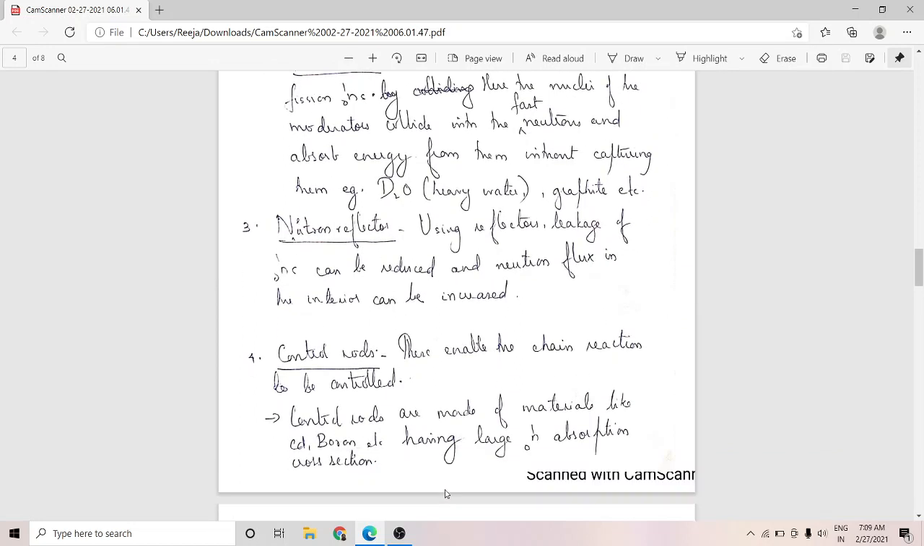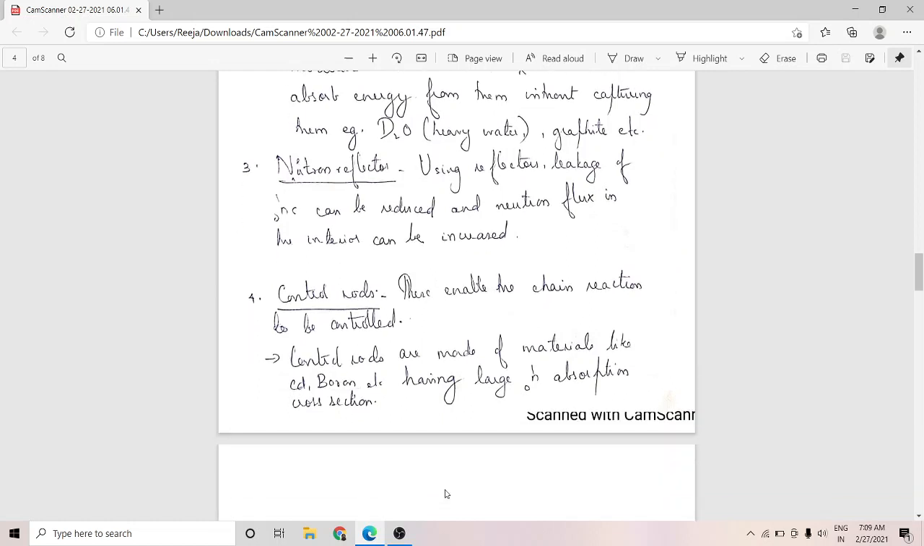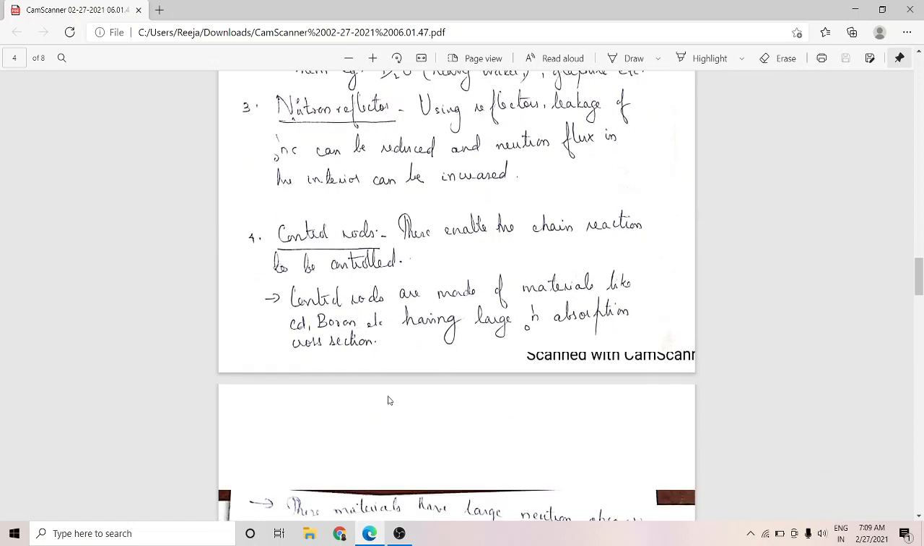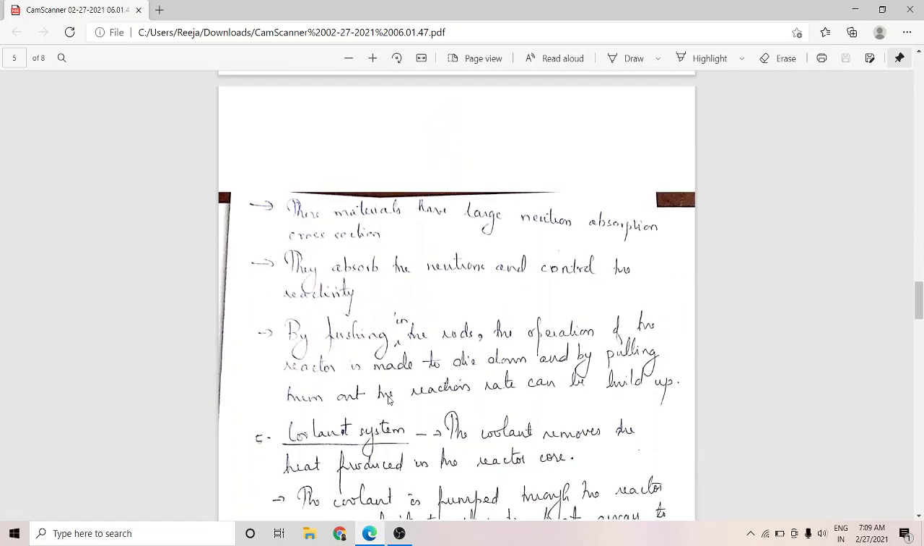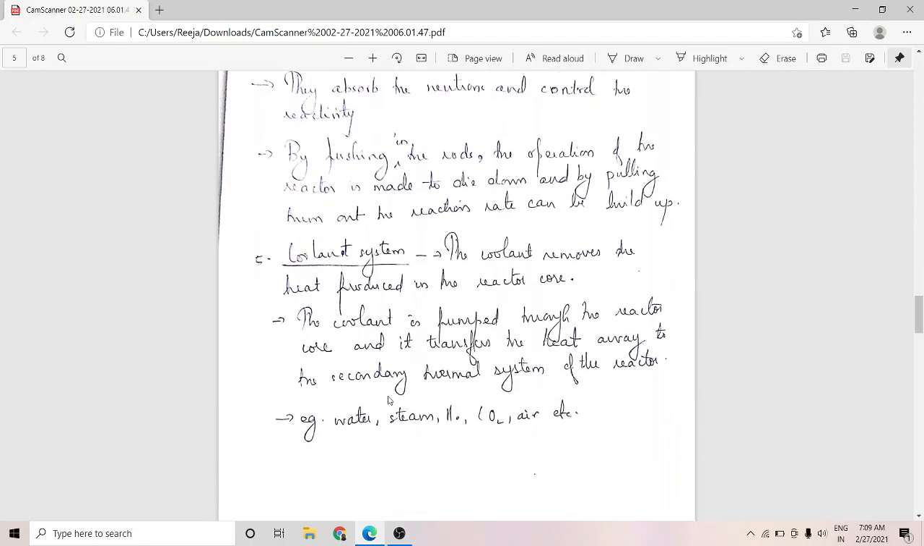So, control rods enable the chain reaction to be controlled, or they help to maintain the criticality of the reaction. It enables the fission reaction to take place under critical condition. That is, control rods are made of materials like cadmium, boron, etc., having large neutron absorption cross section. So these materials absorb the neutrons and control the nuclear fission reaction. When the control rods are pushed in, then the operation of the reactor is stopped, and when the control rods are pulled out, the reaction rate can be built up.